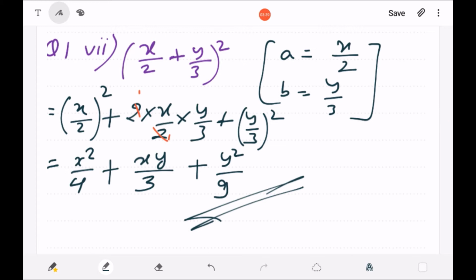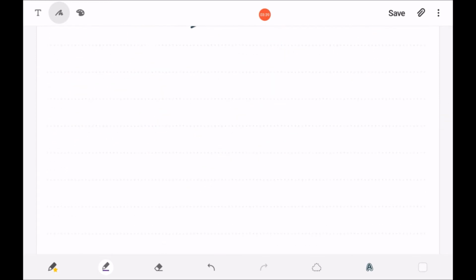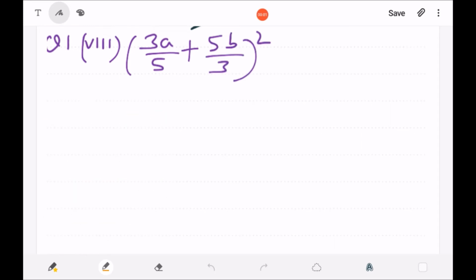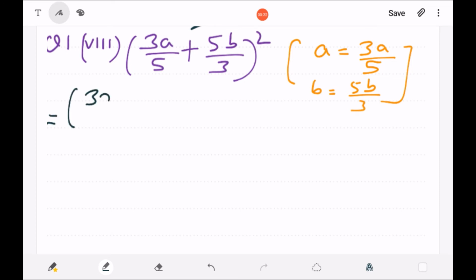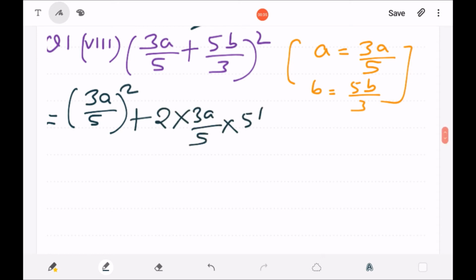Now let's see the 8th part of question 1, 3a by 5 plus 5b upon 3 the whole square. Now here the letter a is representing 3a upon 5 and b is representing 5b upon 3. So on squaring we'll get 3a by 5 the whole square plus 2 times the first term, which is 3a upon 5, multiplied by the second term, which is 5b upon 3, plus the square of the second term, which is 5b upon 3 the whole square.